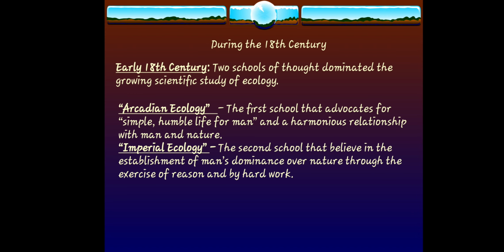The second school is imperial ecology. This is the second school that believed in the establishment of man's dominance over nature through the exercise of reason and by hard work. Both schools were eventually discovered in the early 18th century. We need to say that both schools undertook different studies pertaining to ecology. So all of the descriptions pertaining to the schools are their masterpiece or their specific experiment or discovery, okay, pertaining to the field of ecology.